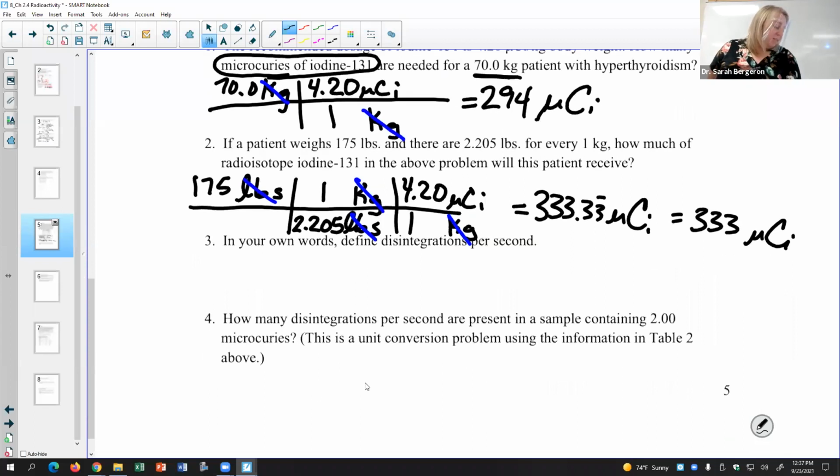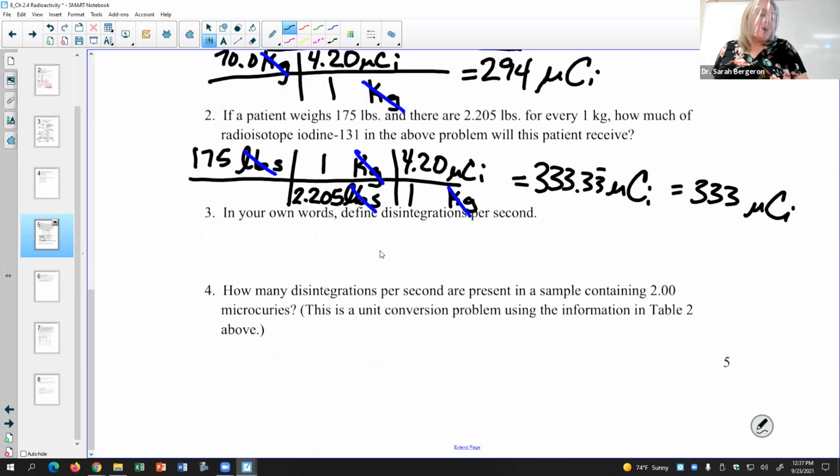Okay, and we already talked about disintegration, right? So this is how many times that nucleus emits a radioactive particle and you have this new isotope, right? So it's each time one atom is doing that. So it's disintegrations per second. How many atoms will disintegrate per second into that new isotope? Okay, so how many disintegrations per second are present in a sample containing 2.00 microcuries? Okay, this is a unit conversion problem using information in table 2. So I want to go from microcuries to, what's my goal?